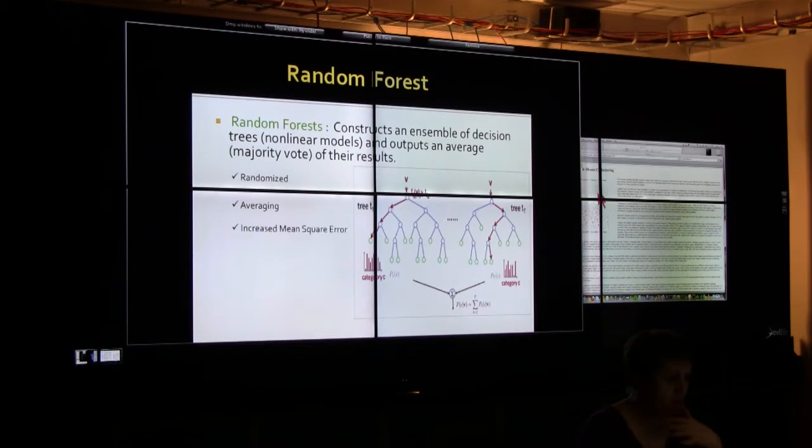And the randomization, this feature selection at each node, is it done uniformly at random?